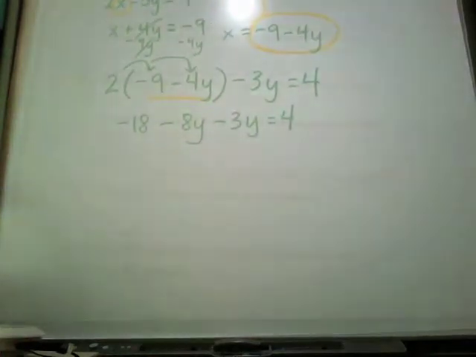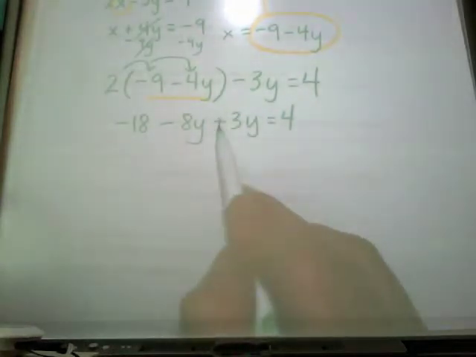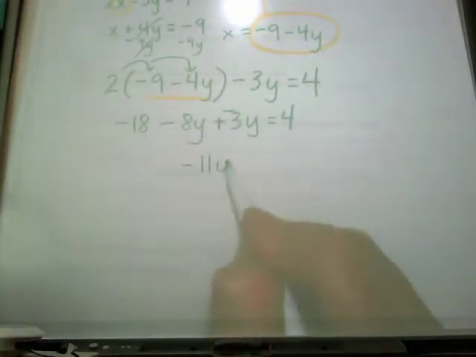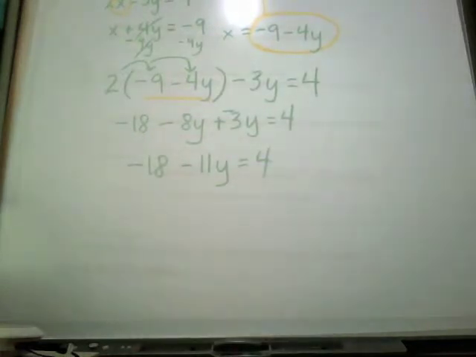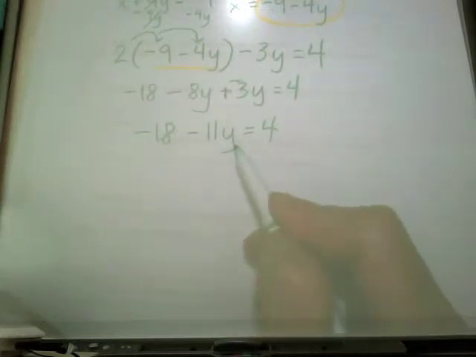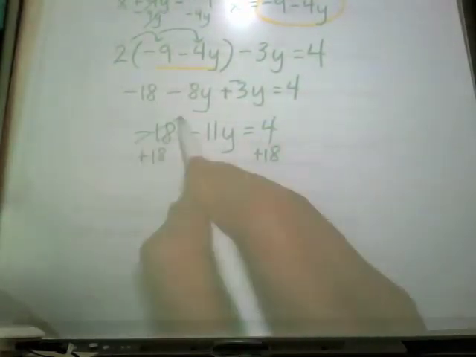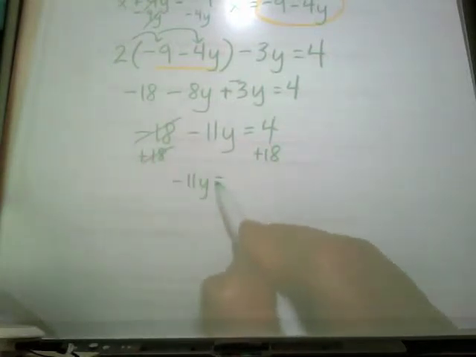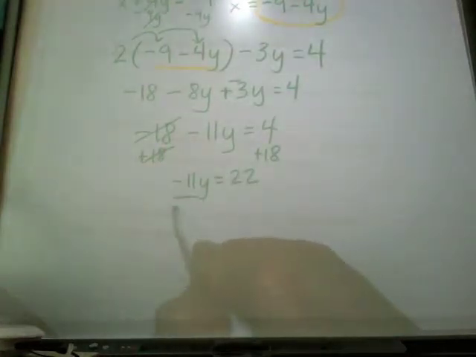And now combining like terms and watching for our signs, -8y minus 3y, we could add the opposite. That's going to make -11y. And I still have the plain -18. That doesn't have a variable, so it's not a like term. I'm going to start working to get the y by itself. I'm going to start by leaving the y alone, and I'm going to go to the negative 18 and do its opposite, which is positive 18. I get negative 11y equals 22.